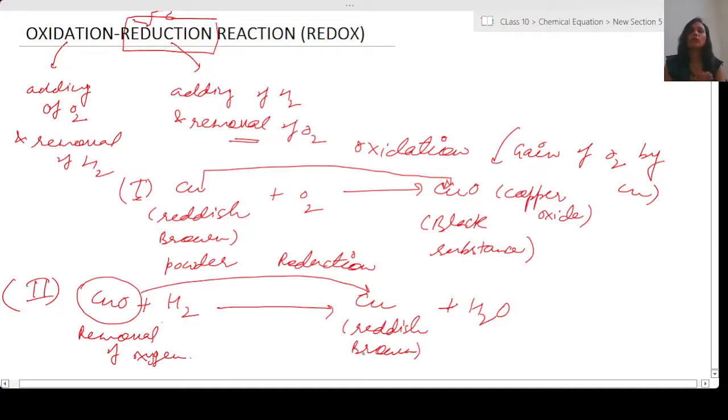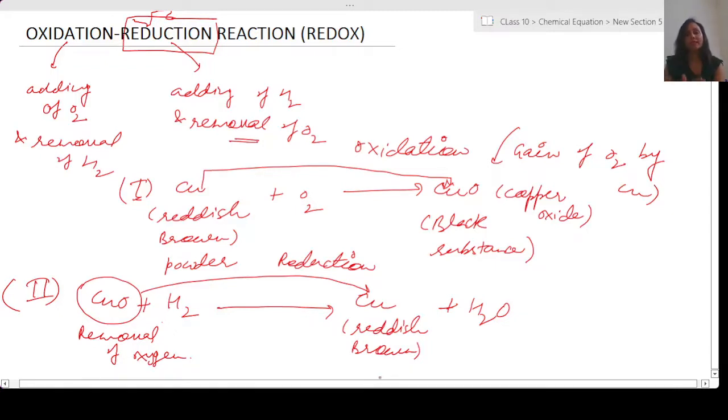In the same way, you can also say that if there is a removal of hydrogen, that is also called an oxidation reaction, and if there is adding of hydrogen, that is called a reduction reaction. Okay, now here we can try to understand one more point. For example, what are oxidizing agents and what are reducing agents? Now see, anything which is getting oxidized or which is getting reduced, they will act as the agents.